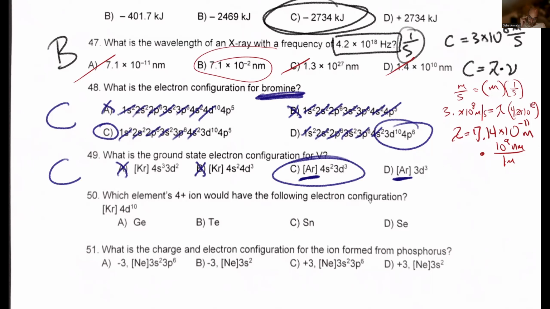Which element's 4+ ion would have the following electron configuration? The simple way to do this is, 4+ means that it has lost 4 electrons. So 4d10 means that if you add those 4 electrons back, you're essentially going to be 14 elements into the 5th row, because the 4d is on the 5th period. So that would be tin. Done. You can do this in a number of ways. The 4+ is tin. We love those stable full shells. Nature loves a full shell.